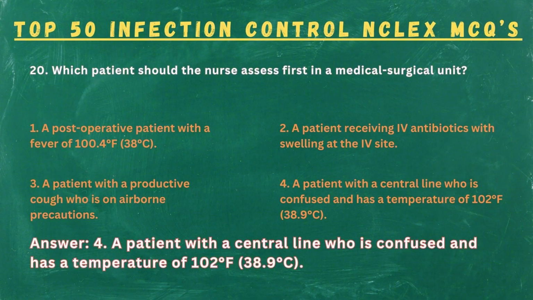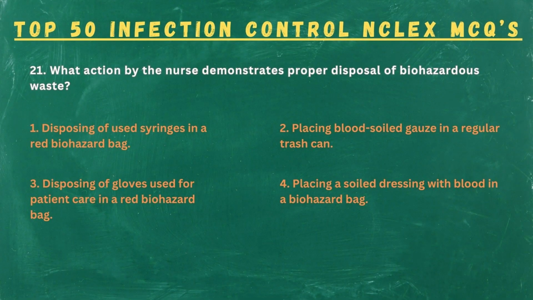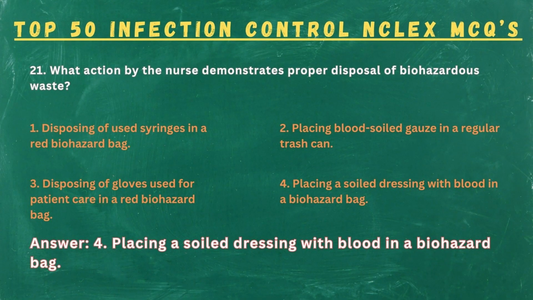38.9 degrees Celsius. 21. What action by the nurse demonstrates proper disposal of biohazardous waste? 1. Disposing of used syringes in a red biohazard bag. 2. Placing blood-soiled gauze in a regular trash can. 3. Disposing of gloves used for patient care in a red biohazard bag. 4. Placing a soiled dressing with blood in a biohazard bag. Answer: 4. Placing a soiled dressing with blood in a biohazard bag.